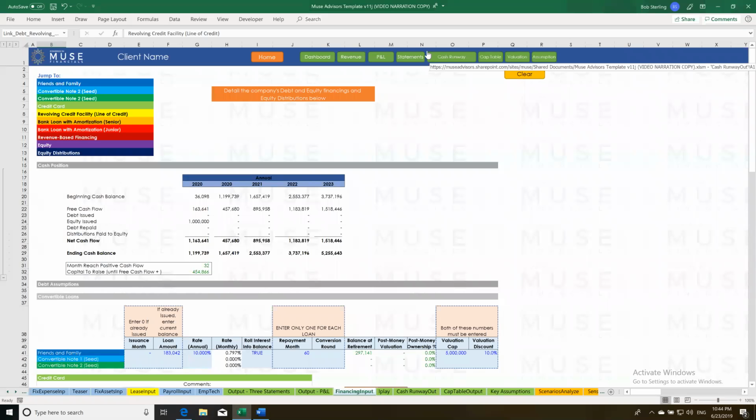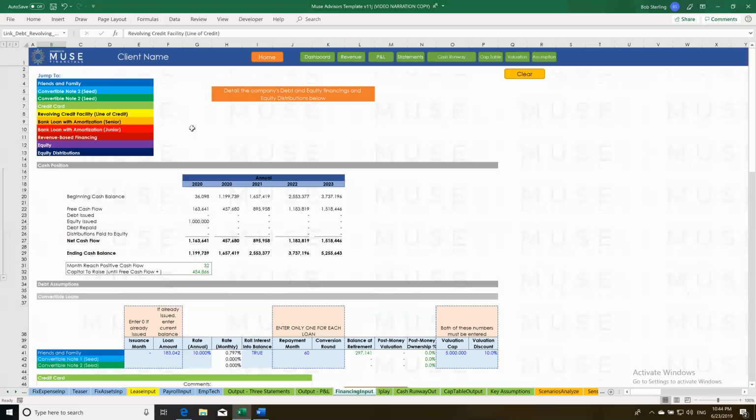The Finance tab of the Muse Financial Worksheet allows you to enter the debt and equity of your company's capital structure, including debt and equity that's already been issued and debt and equity you intend to issue in the future. The template includes types of debt such as convertible notes, short-term credit such as credit cards and lines of credit, bank loans, and revenue-based financing. The template also includes common equity.